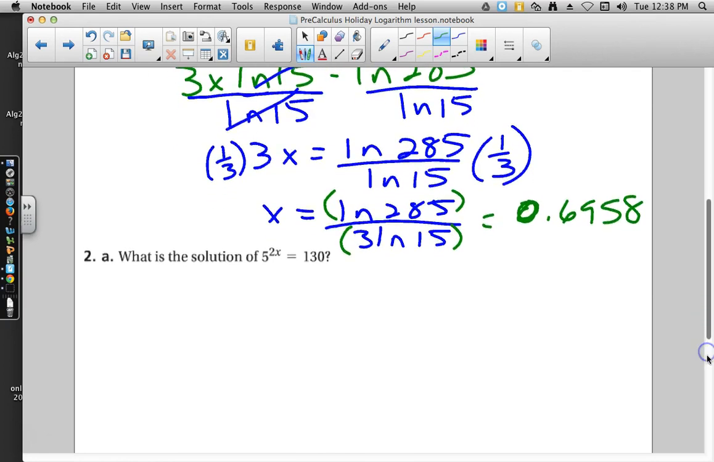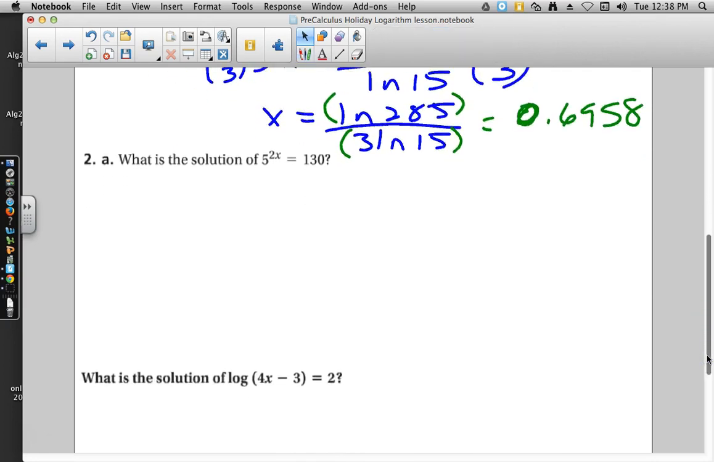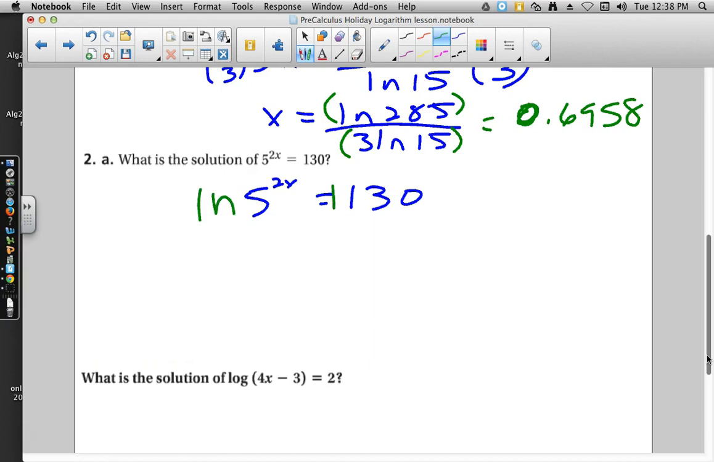Then, for 2a, the hidden message letter is W, as in whale. W as in whale. So we need the solution 5 to the 2x equals 130. And again, we're going to focus on the fact that we want to get used to using natural log. So we'll take the natural log of both sides. And we have the 2x, which needs to come out in front and become multiplication.